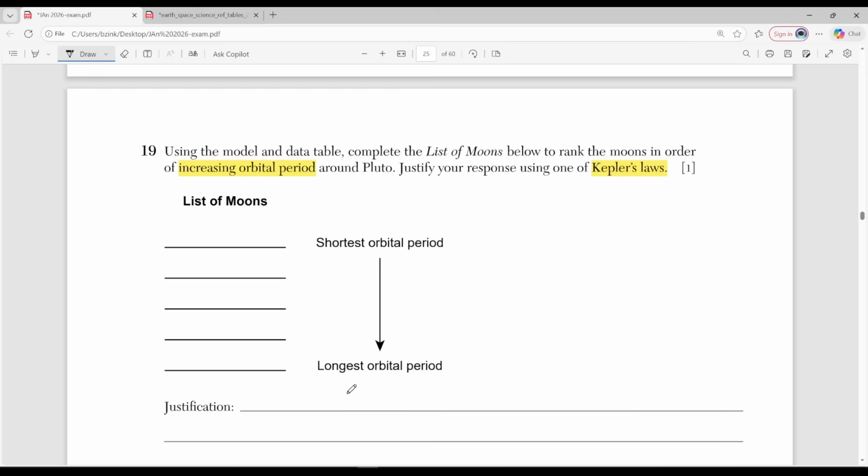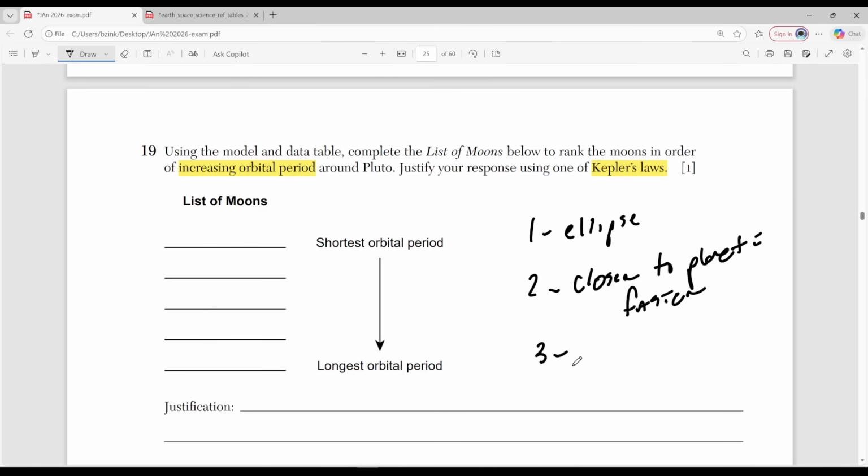So we're just going to write the Kepler's laws right now. Just to go over Kepler's laws, law number 1 is all planets travel in elliptical orbits. Law 2 is basically saying the closer to the planet equals faster speed. And then 3 is what we're going to write: increased distance from the main body is going to increase the orbital period. That's the one we're going to write.